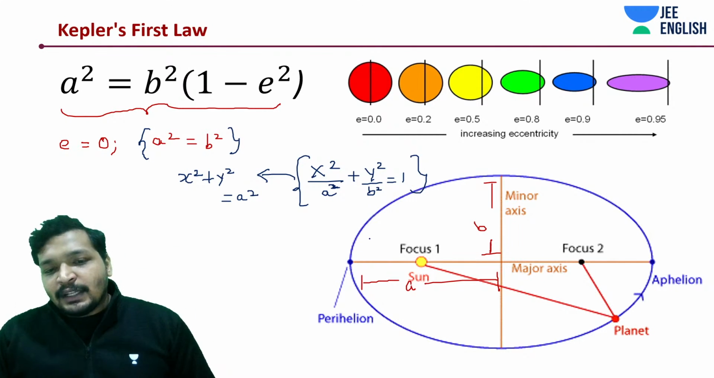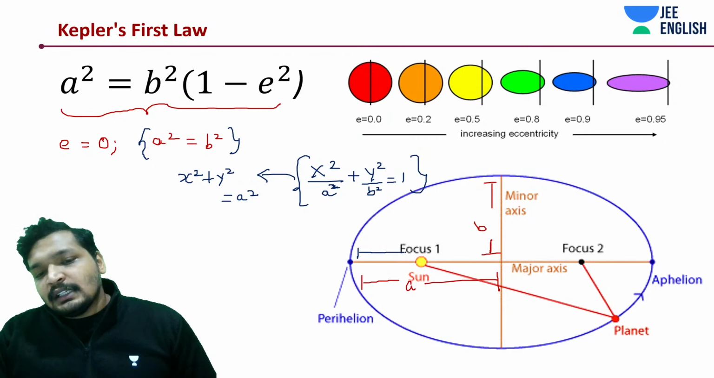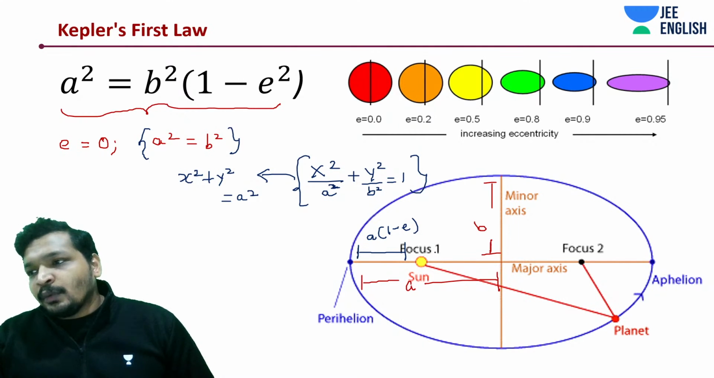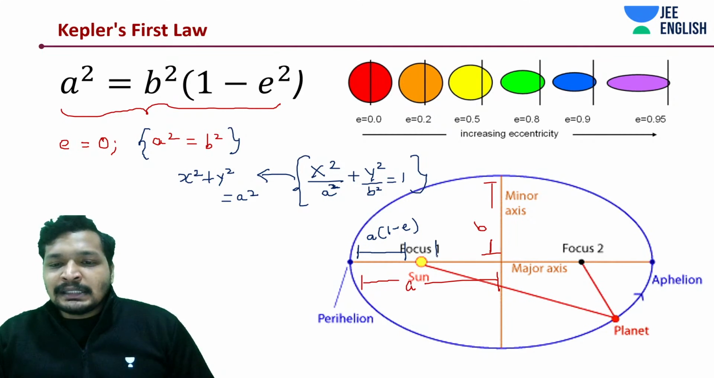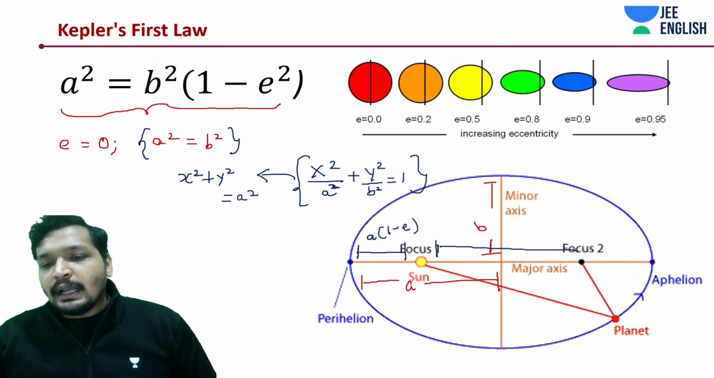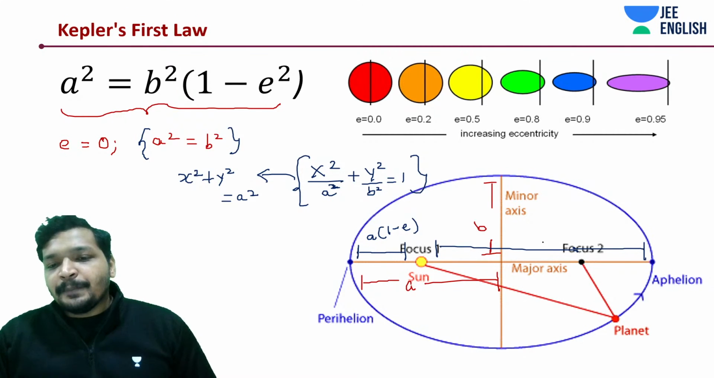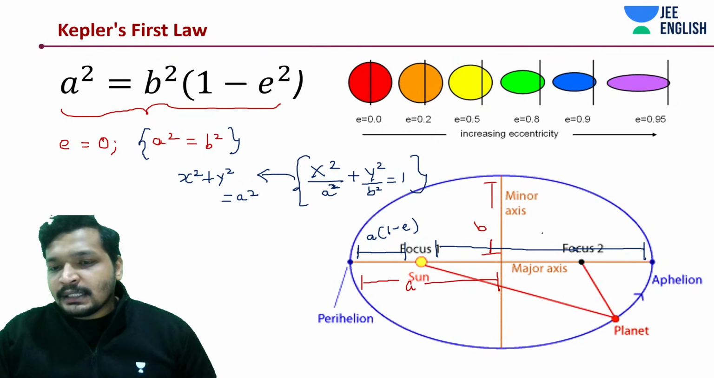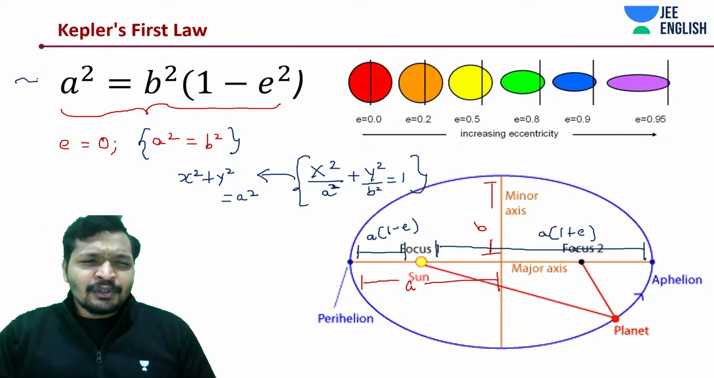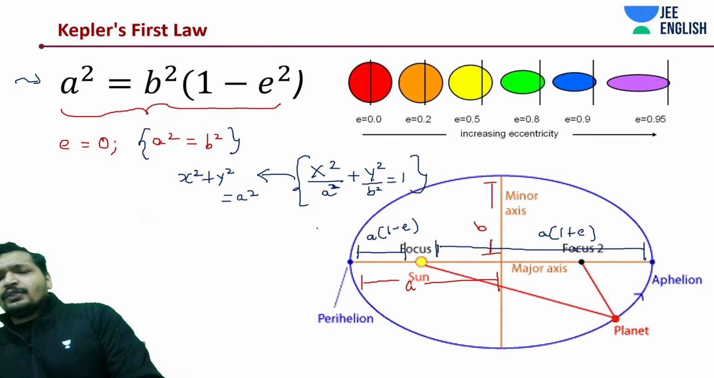That's all you need to know. Once again, how much is this distance? This is going to be A into 1 minus E. What about the other one, the distance from the Sun to your aphelion? Don't forget, there is an empty focus. It is A into 1 plus E. That's it, end of the story.